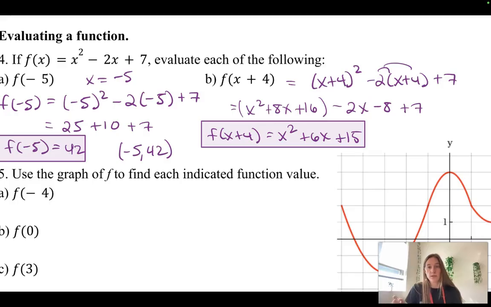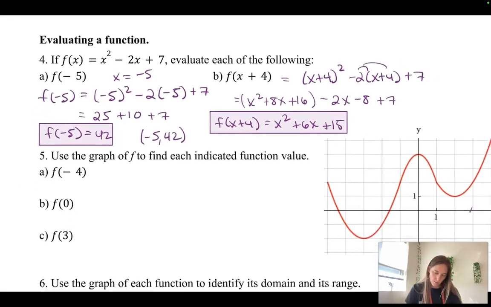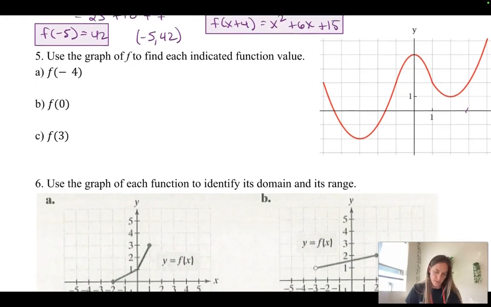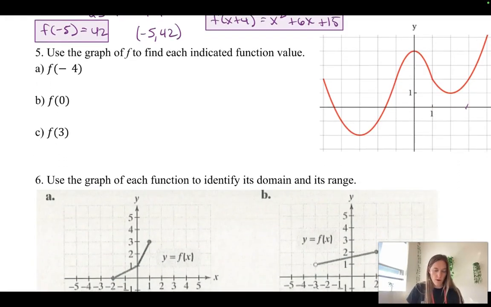Okay, and that's as far as we can simplify that one. All right, these next ones, we are going to be doing something similar, but we're doing it graphically. So f of -4, it's saying x equals -4. So we go to our graph where x is -4 and go down and see what the y value is. So the y value is -1, so f of -4 equals -1.